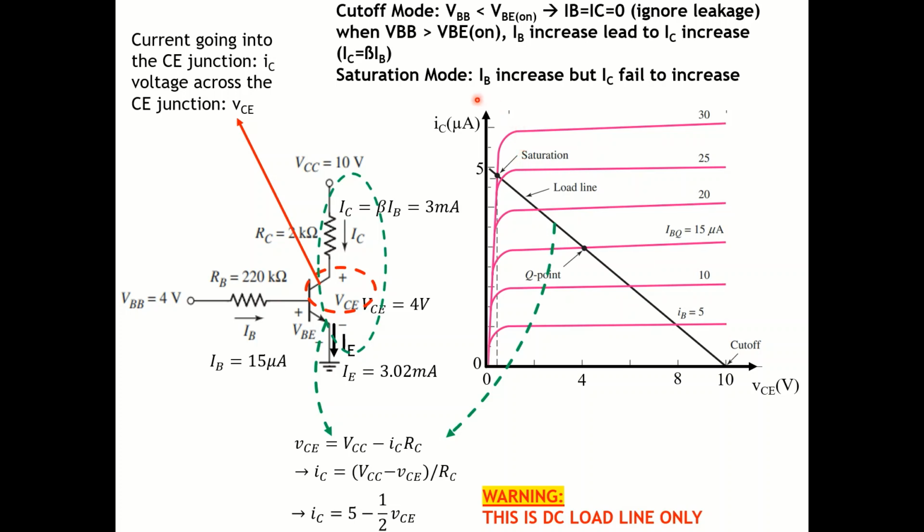Then basically your transistor can be in saturation mode. So there's a dotted line here. In the saturation mode, basically if you keep increasing IB so much, IC will fail to catch up. So collector current will fail to catch up, and now the relationship between collector current and base current will not be linear anymore. So that is a rough definition of saturation mode.